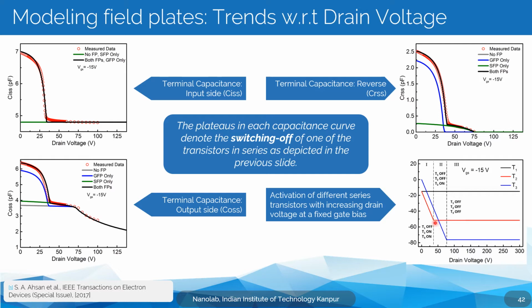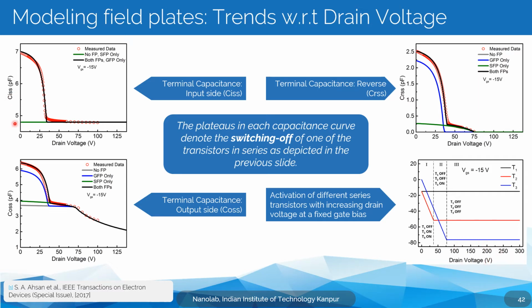And similarly for T3, since the thickness of the dielectric is more, you see an even more negative voltage at which the device turns off. So eventually, at very high drain voltages, all three devices, or all three gate stacks, are turned off, of which T1 is the actual device and T2 and T3 are the field plated regions, which are modeled as transistors. Now let's see the effect of this behavior in the capacitance plots.